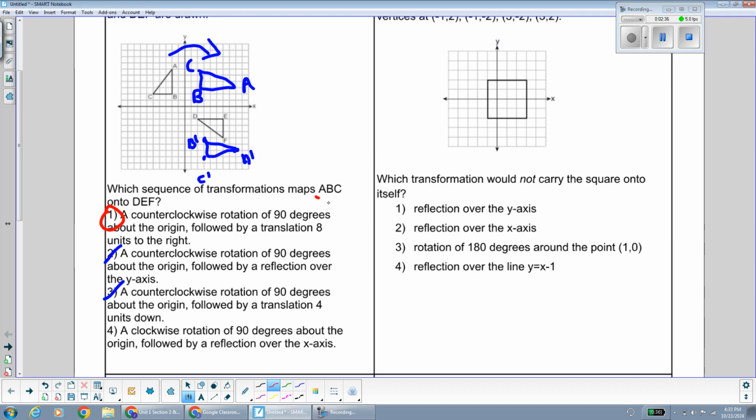But remember, A is supposed to match up with D, and it doesn't. D's here, not over here. B is supposed to match up with E, it doesn't. So it's not facing the right way. So answer choice 4 is not going to make the shape face the right way. Answer choice 1 is the correct answer here.